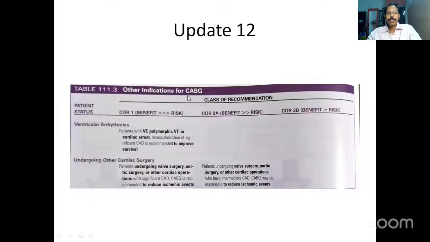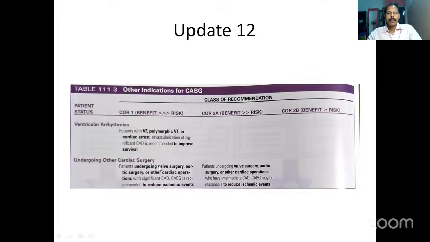Other indications for CABG is a patient presenting with repeated ventricular arrhythmias. So in such conditions, it is very difficult to put angioplasty. So in such conditions, it is always good to open the chest and do a bypass surgery by using the heart-lung machine.